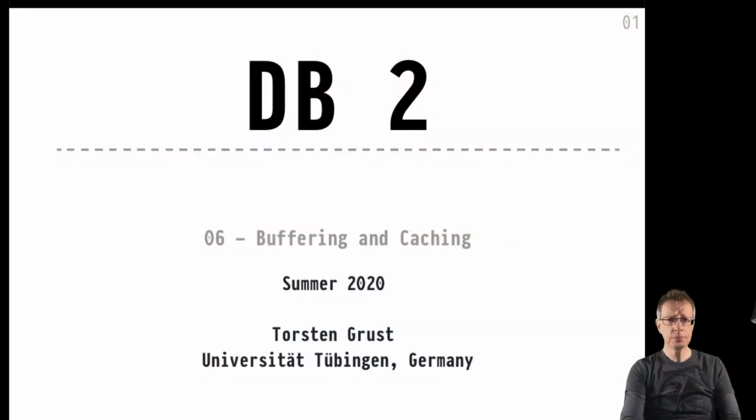Alright, welcome back everyone. It's time to enter a new chapter in the DB2 course. This is 06 buffering and caching. And this is a topic that is super relevant when it comes to the runtime performance of query and update evaluation in relational database systems. No acceptable performance of these systems without any form of buffering and caching.